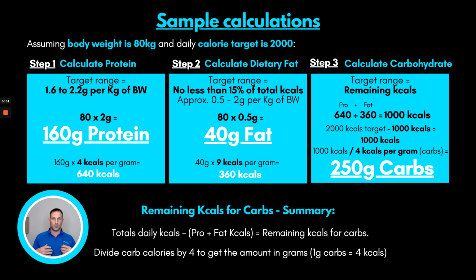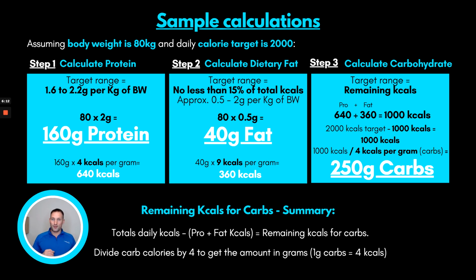Assuming that your body weight is 80 kilograms, just as an example, and we're also assuming that your calorie target that we're going to work towards is 2,000 calories. So again, running through that order of calculation, we're going to calculate protein first in step 1.